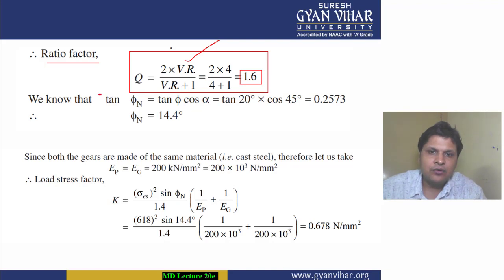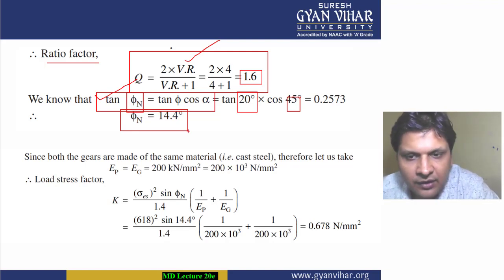Again, one more formula I have told you in the first slide of this discussion: tan phi n, the pressure angle in the normal direction, is equal to tan phi into cos alpha. Phi is the pressure angle given in the question, so we have to calculate phi n. Phi is given to us as 20 degree, alpha is 45 degree. So by this relation you can calculate the value of phi n. Phi n is equal to 14.4 degree.